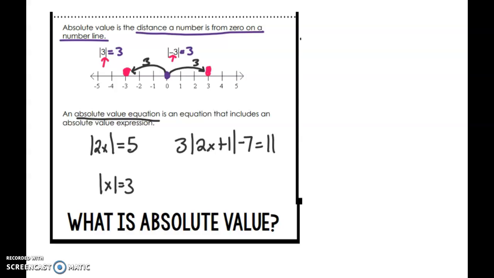So here's a really fancy one. There's numbers outside the absolute value, like the 3 and the -7. There's numbers inside the absolute value, but there's still an equal sign. It could also be like 5 times the absolute value of x equals 12. So these are all just examples of what an absolute value equation is.